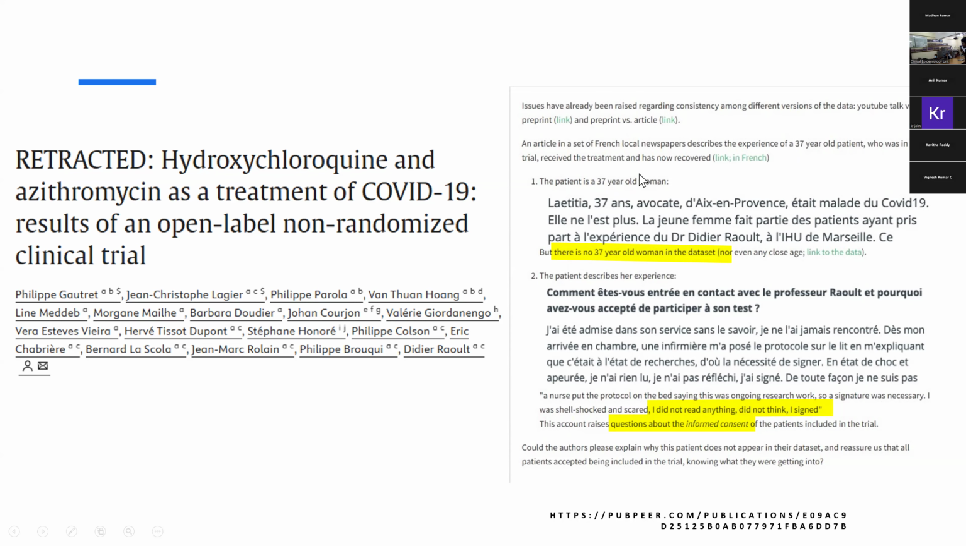One was that the article describes one 37-year-old woman included in the study in the local newspaper, but when the person who put up this comment searched the study's database, there was no 37-year-old woman in the data set. So this person has pointed out that there is an error in the study. And there are also some problems with regard to informed consent, wherein one participant of the study said that he was not aware of being asked for consent, but was simply asked to sign the consent without being explained the study in detail.